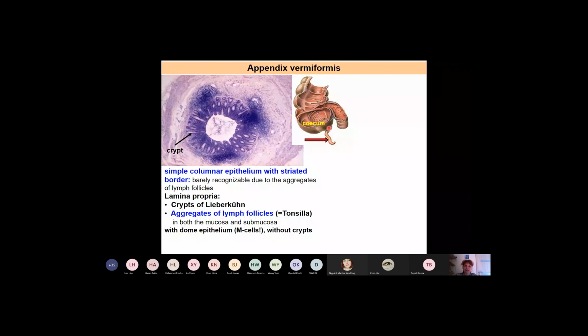A special area is the appendix vermiformis. This is a small protrusion of the cecum. You will learn it in anatomy. In this part of the colon, we again have lymphatic follicles which are aggregated, so in groups. As you can see, they also infiltrate the mucosa, and that's why the epithelium is not so easily recognizable, but you can also see that we have crypts here. It is a little bit similar to the ileum. So it actually belongs to the lymphatic organs.